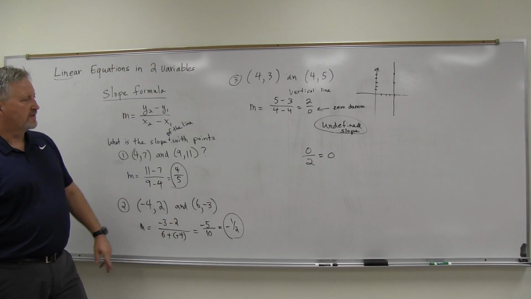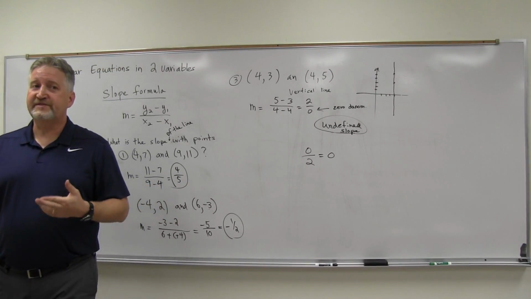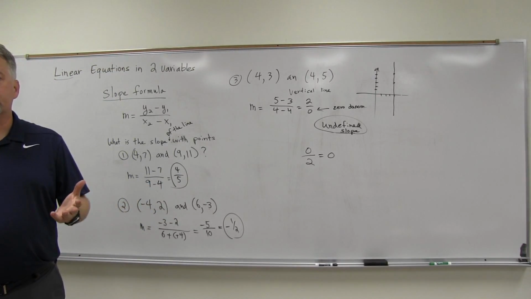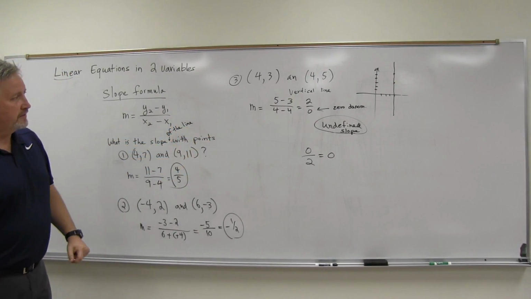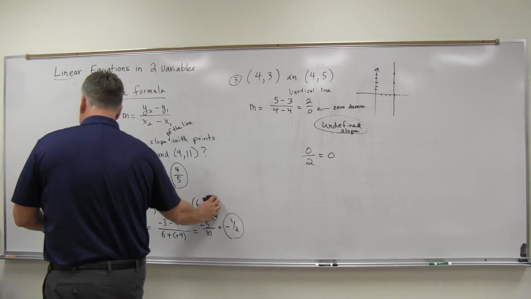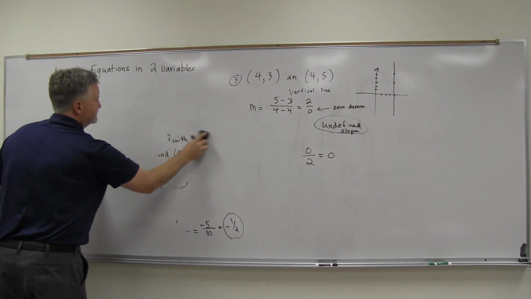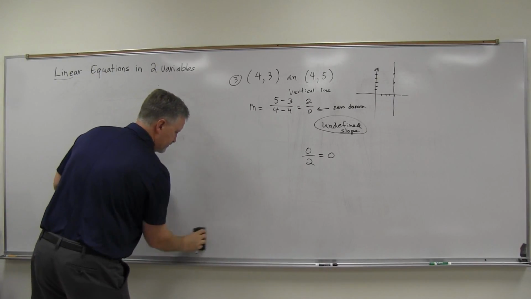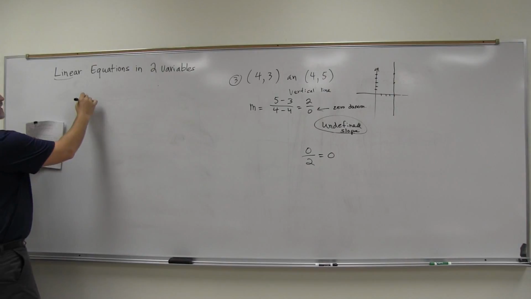All right. And now with 0 over 2, that's just 0 slope. Which kind of lines have 0 slope? Horizontal line. So that would be a horizontal line if that came up. All right. Moving along.